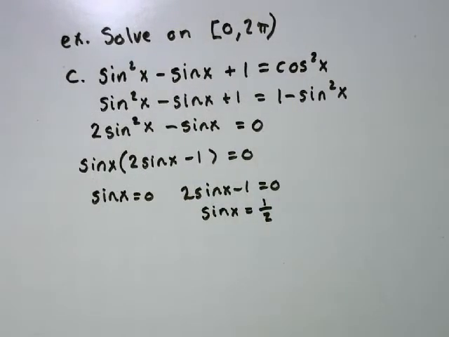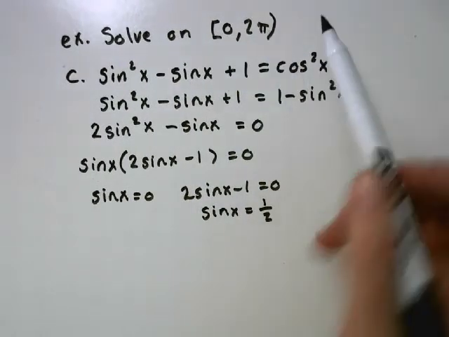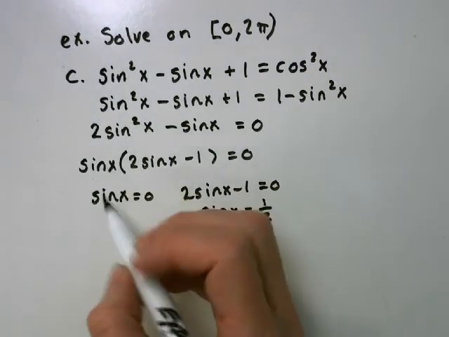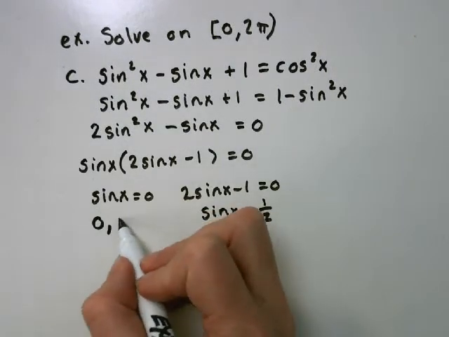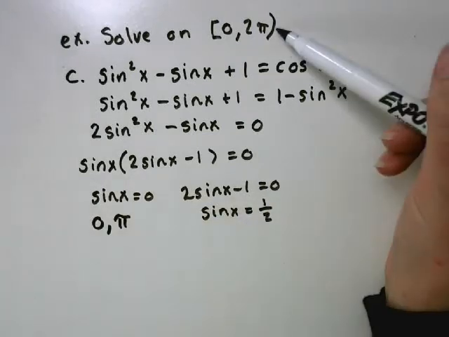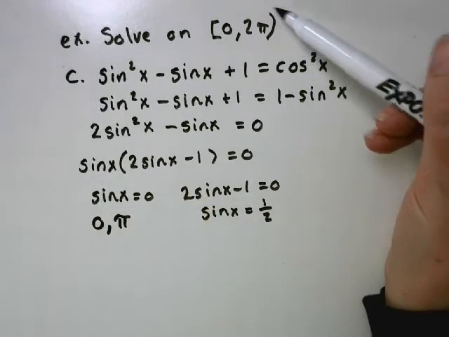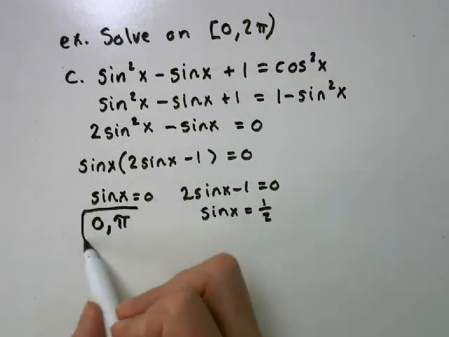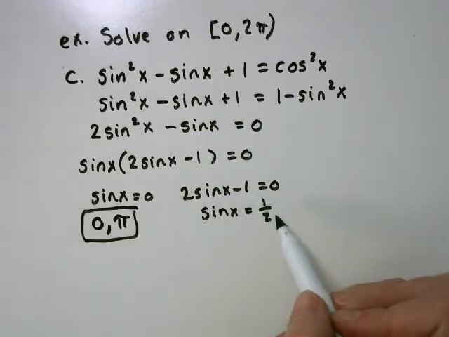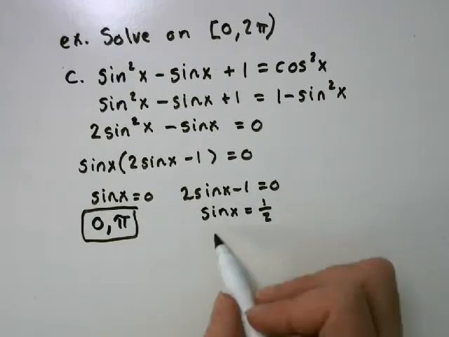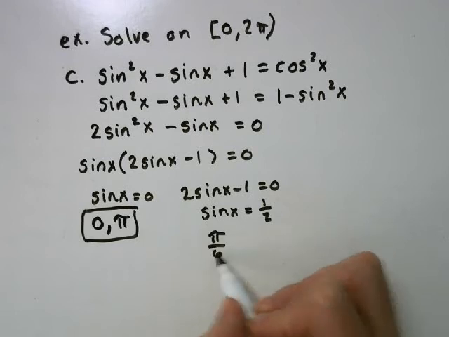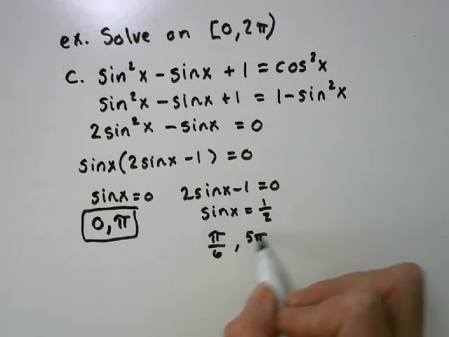So we're looking for the locations, again, between 0 and 2 pi, where sine x equals 0. So that's going to be at 0, pi, and 2 pi, but we don't include the 2 pi because of this bracket. And then sine of x equaling 1/2 is going to be, again, at pi over 6 and 5 pi over 6.